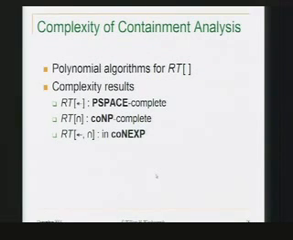It turns out that there are polynomial algorithms for basic RT. And then if you add linking, the complexity jumps up to PSPACE-complete. If you add intersection, it becomes coNP-complete. And if you add both, we don't have a lower bound, but we know it's in coNEXPTIME, co-non-deterministic exponential time.